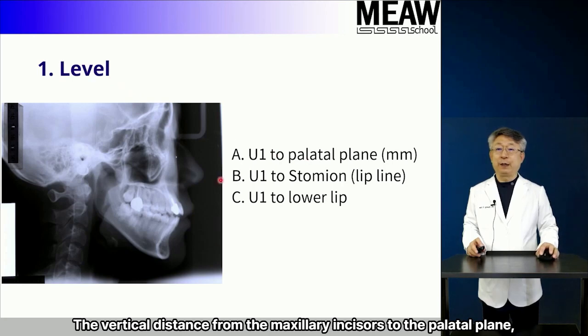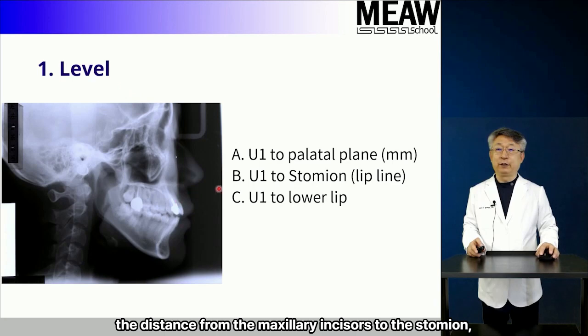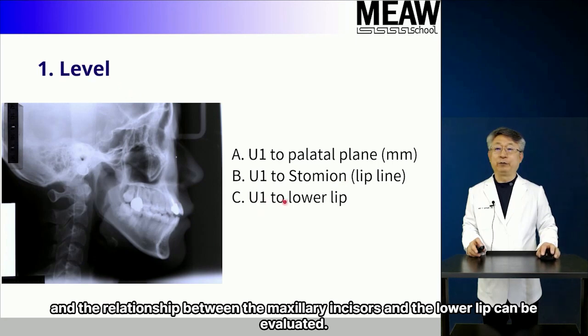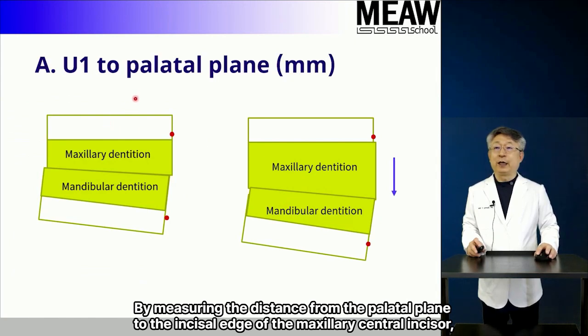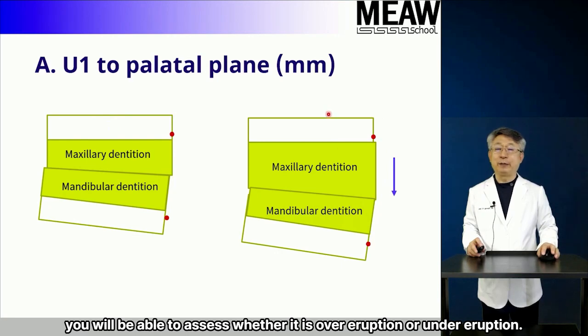The vertical distance from the maxillary incisors to the palatal plane. The distance from the maxillary incisors to the stomion. And the relationship between the maxillary incisors and the lower lip can be evaluated by measuring the distance from the palatal plane to the incisal edge of the maxillary central incisor. You will be able to assess whether it is over-eruption or under-eruption.